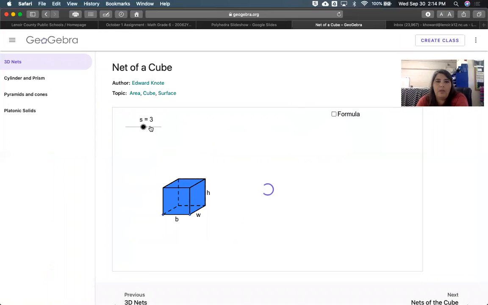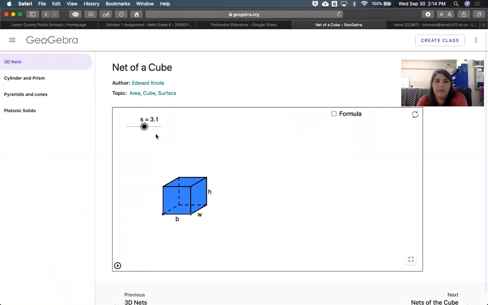When I open the cube, oh, it's taking a second to load. Here we go.